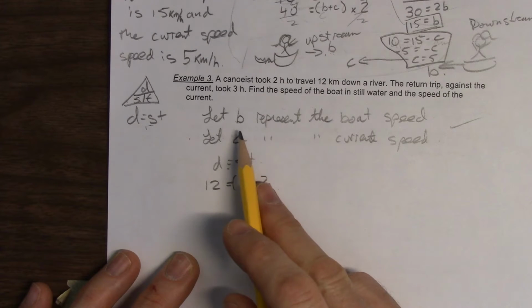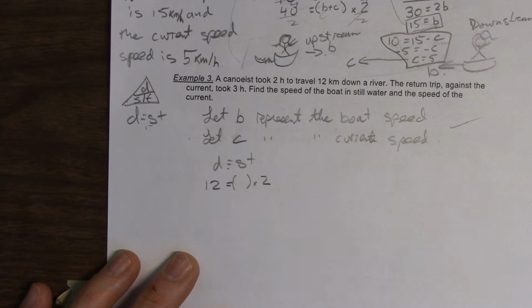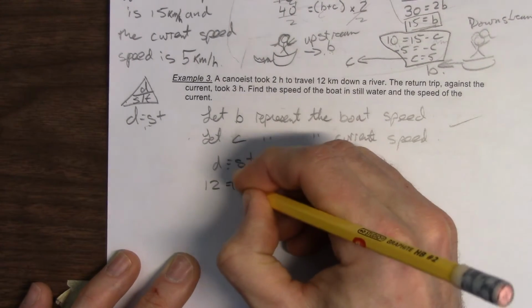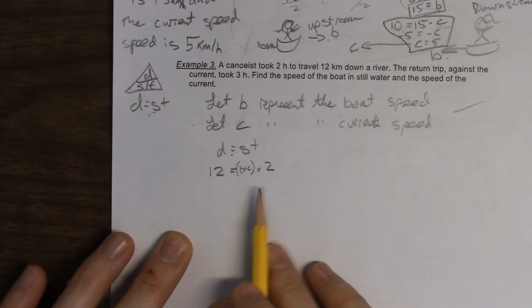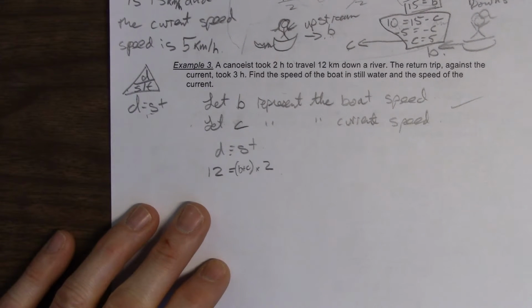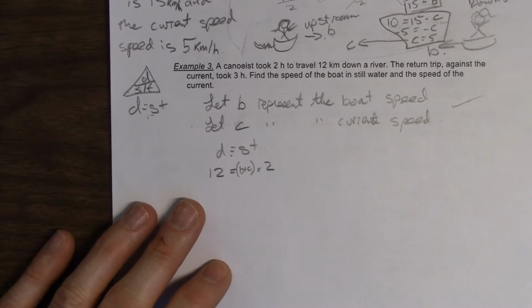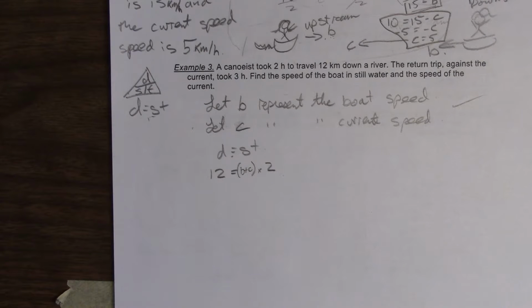What represents the speed of the boat? B and C. So B plus C. Yeah. B plus C times 2. So when you add, it's going upstream, right? No, downstream. Add, because when you go upstream, it's like uphill, the water's against you.